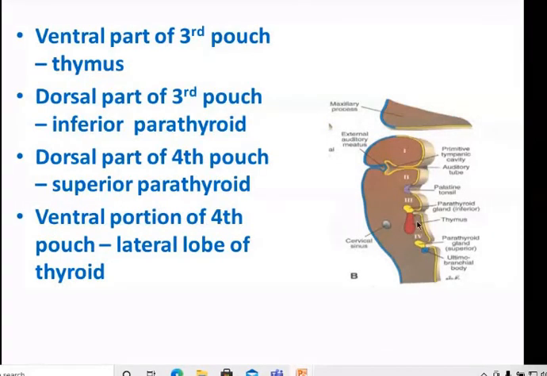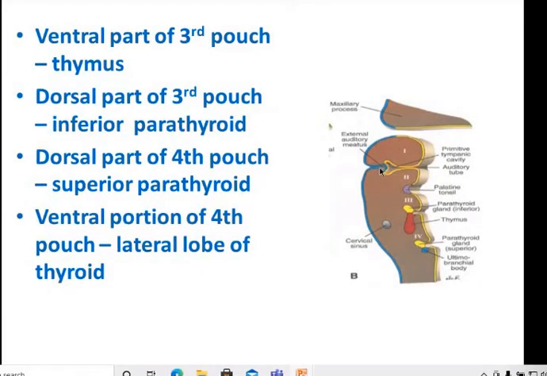And the ventral part of the fourth pouch will give rise to the lateral lobe of the thyroid gland, whereas the dorsal part of the fourth pouch will give rise to the superior parathyroid gland.